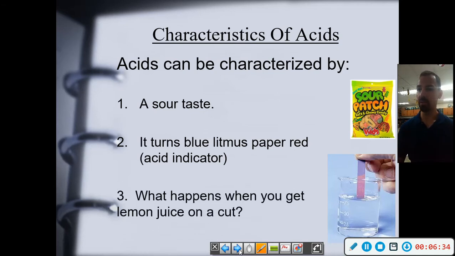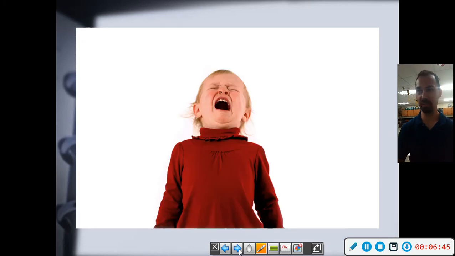And you guys also know if you get lemon juice on a cut, even the biggest person, it hurts. So acids will burn if they get into open cuts. So just be careful, especially even with food items. If you get them in an open cut, it won't feel good.